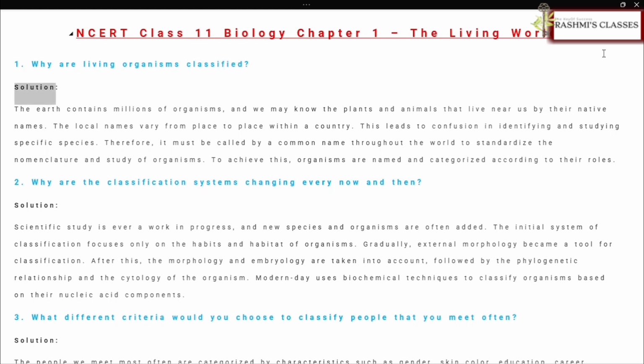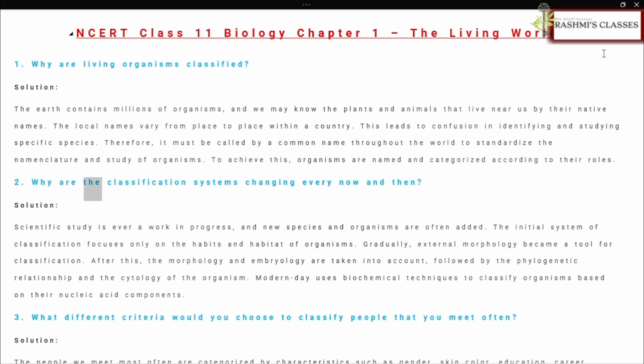Solution. The Earth contains millions of organisms, and we may know the plants and animals that live near us by their native names. The local names vary from place to place within a country. This leads to confusion in identifying and studying specific species. Therefore, it must be called by a common name throughout the world to standardize the nomenclature and study of organisms. To achieve this, organisms are named and categorized according to their roles.